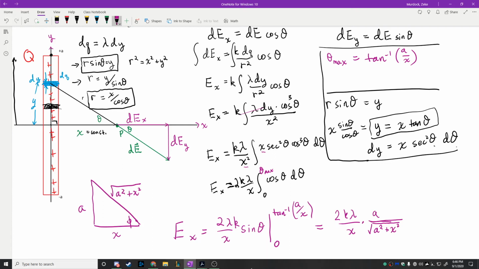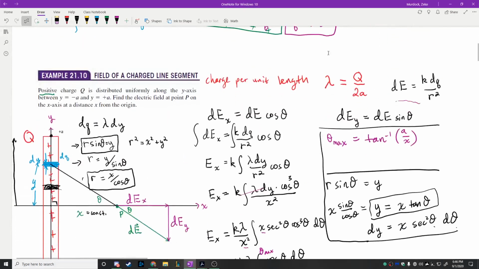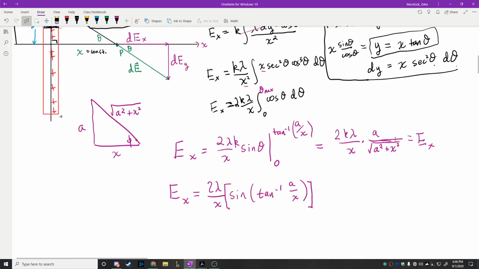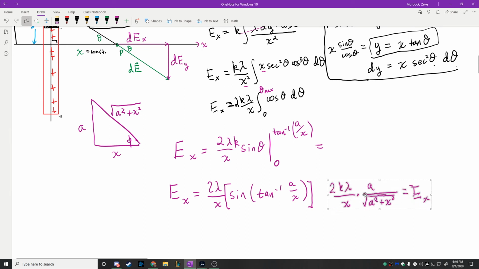And that's effectively our answer, except one more thing we have to do is go back and say we said here that lambda was equal to q over 2a, right? So we need to plug that into our equation. So we end up getting as a final answer, oh my bad, I should have moved this down. That's what I meant to write.